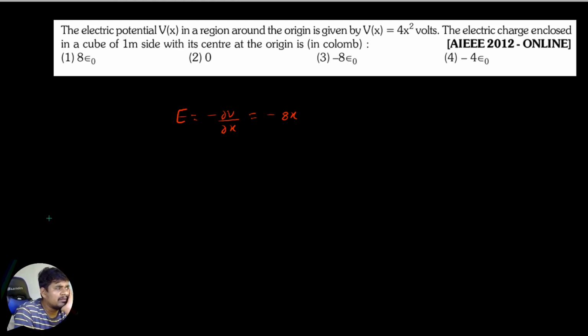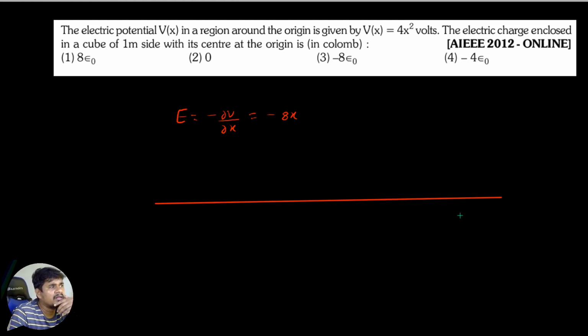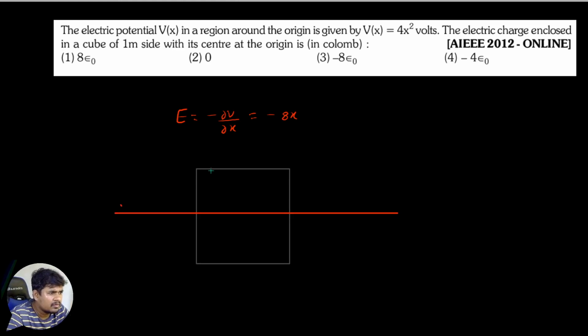Now it is said that this is our axis, and the electric charge enclosed in a cube of side 1 meter, with its center at the origin, is... So this is a square at the origin, and the cube of side 1 meter, this is the center of the cube here. This is our center that we have considered.